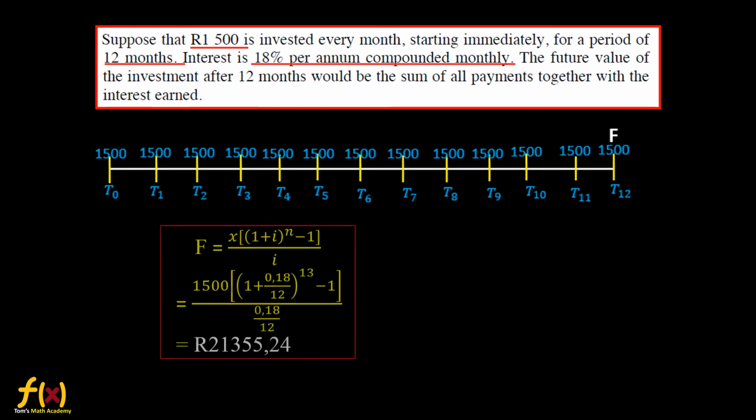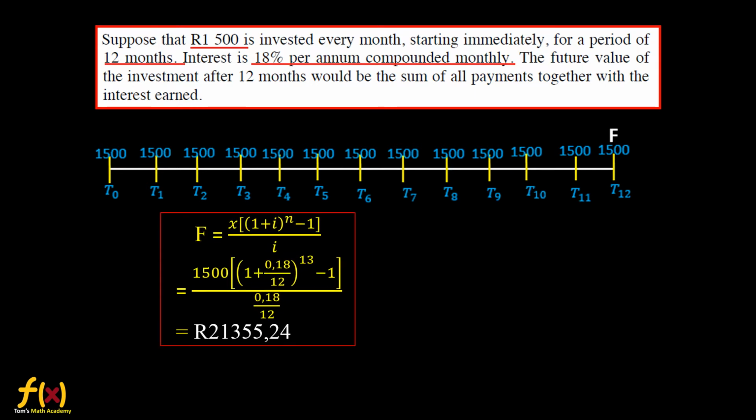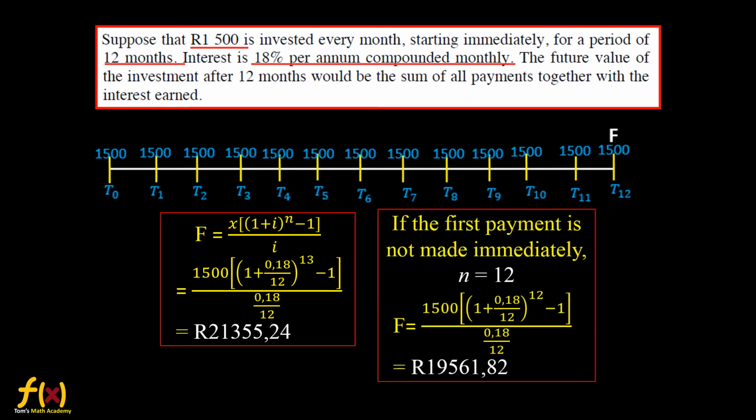So we use the formula. n is 13 here, and we use the calculator and get the answer. Now, if the first payment is not made immediately, what will be the value of n? It's not going to be 13. It will be only 12 if you pay after 1 month. So the calculation is done using n equal to 12. Look at the difference in the investment values between the first one and the second one. So that is the difference and the importance of the value of n.